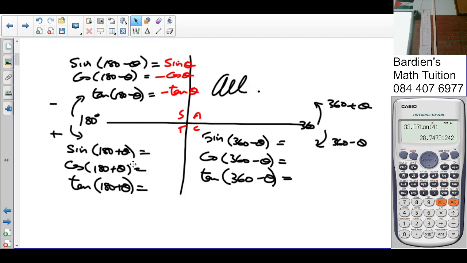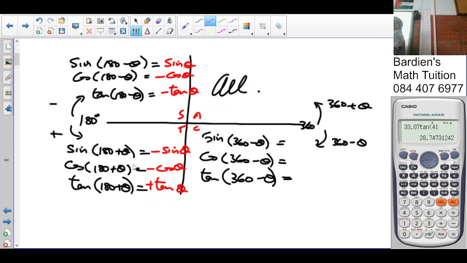Right, well, sounds like you guys are finished? 180 plus theta, third quadrant, sine positive or negative? Negative sine theta. The next one, 180 plus: negative cos theta. And the last one? Positive tan, or just tan theta. You all agree with that? Look at the next one. 360 minus, fourth quadrant. Negative sine theta. The next one, 360 minus? Positive cos theta. And the last one? Negative tan. Is there anybody that's confused? You all know these are quadrants 1, 2, 3 and 4, no? Yes. Right.